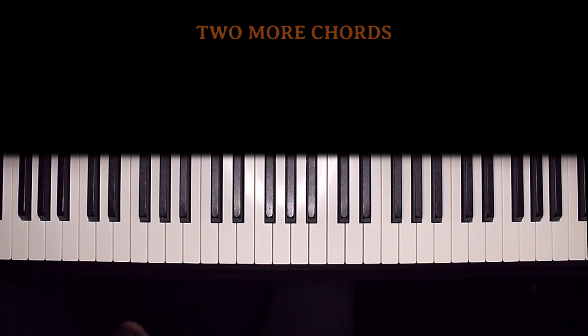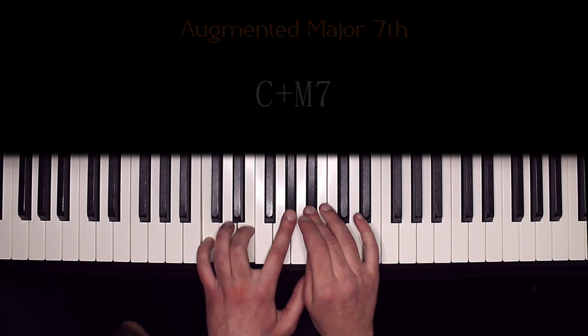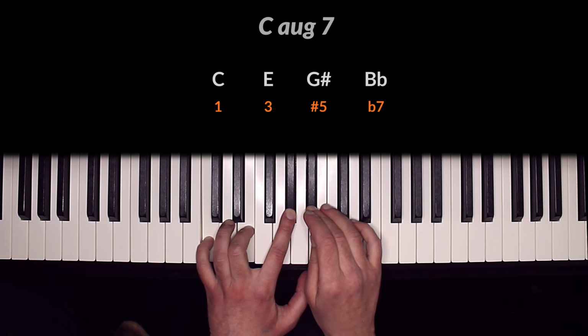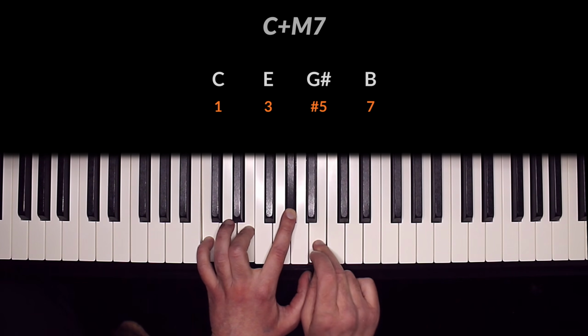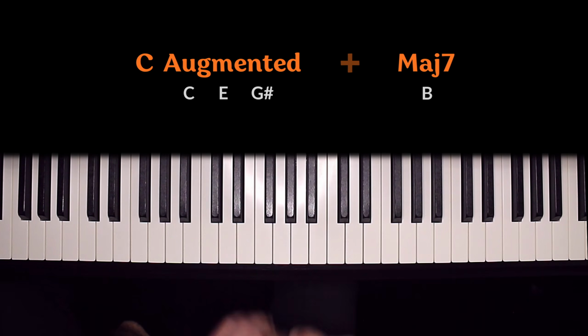Alright, we have two more chords, and they are less common, but you still can encounter them. And they are super simple. We have an augmented major 7th, and it's like an augmented 7th, but instead of the minor 7th, it has a major 7th, hence the name, augmented major 7th. So it's an augmented triad with a major 7th on top.